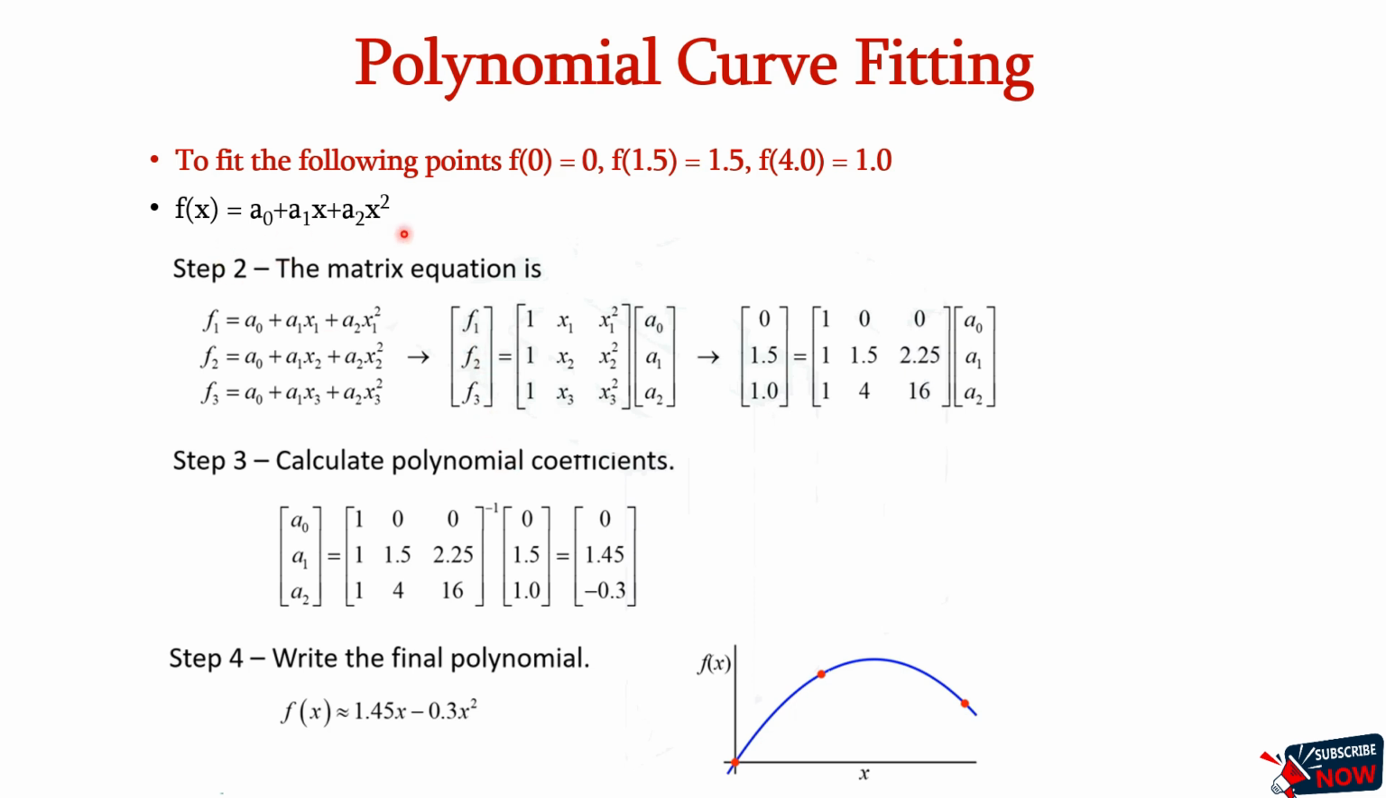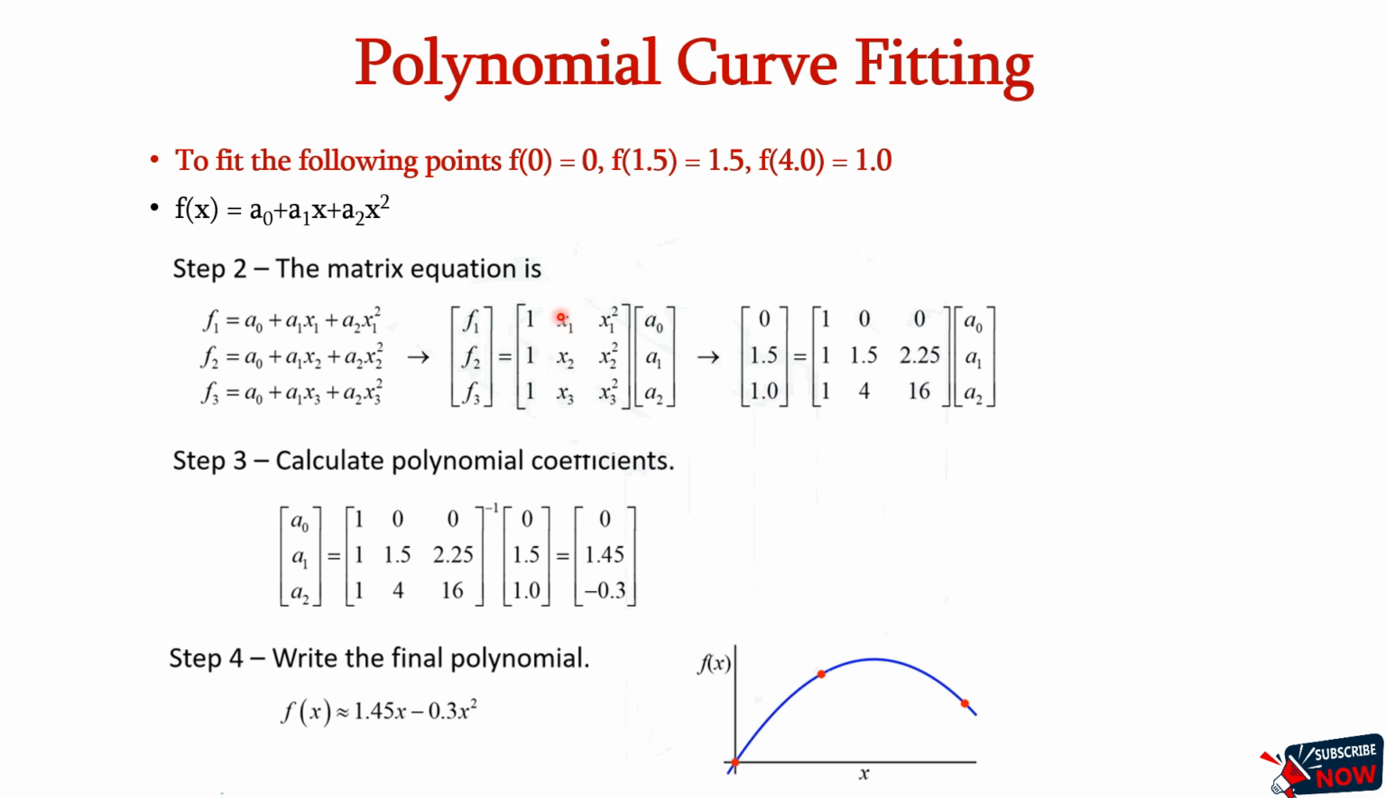So for the right side of the equation, this constant is represented as 1 here since we don't have anything associated with a0. And for a1 and a2 we have x and x square. So we write it as x1, x2, x3, and then x1 square, x2 square and x3 square. These a0, a1 and a2 are represented here. Now let us substitute the values given here for the matrix. For f1, f2, f3 we have the values 0, 1.5 and 1. So that is substituted here.